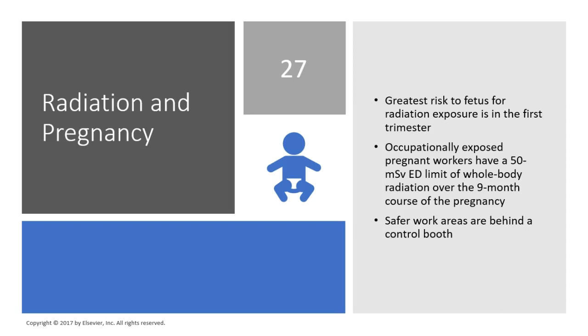Occupationally exposed pregnant workers have a 50 millisieverts effective dose limit for the whole body over the 9 months of pregnancy. So what we do is we give you a normal radiation badge and a secondary badge, and you're going to wear lead the whole time you're around radiation. You're going to have that radiation badge on the inside of the lead because we want to see what the baby is receiving. And overall, very, very safe.